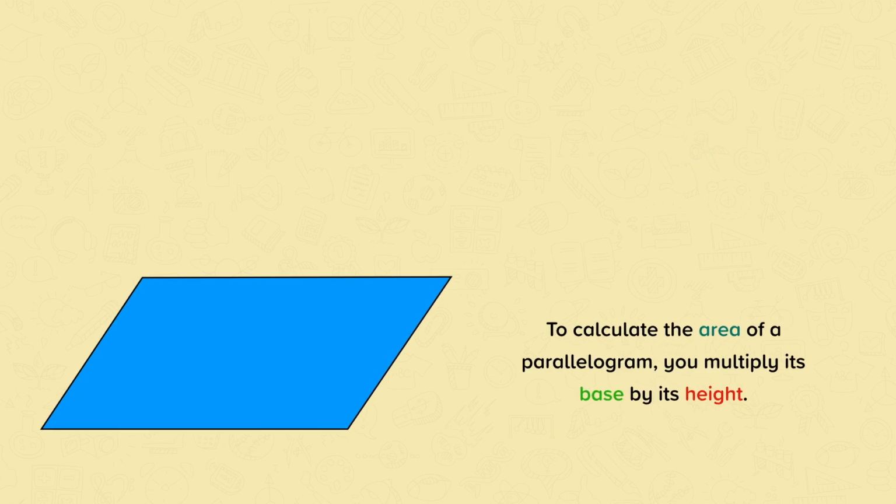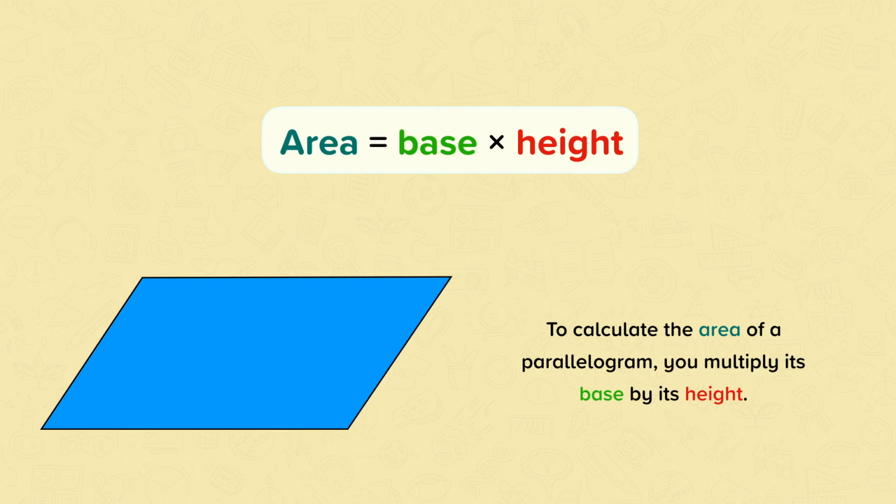We can use the formula area equals base times height to calculate the area of a parallelogram. Specifically, we mean its perpendicular height, which is at a right angle to the base. Here you can see that the perpendicular height is perpendicular to the base.